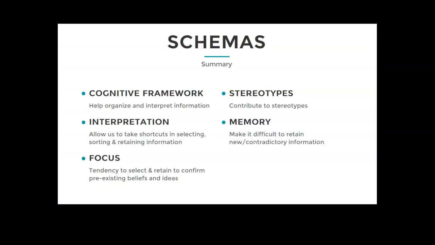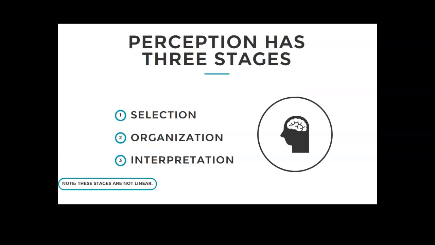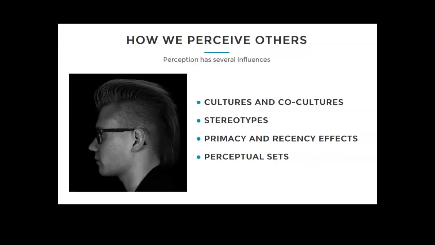So in summary, our schemas are going to be part of our cognitive framework. Our interpretation is helping us take shortcuts, and we tend to focus on different things. The problem here is that this can contribute to stereotypes or even make it difficult to retain new and contradictory information. The next step with this is I want you to think about the 3 stages of perception, and know that these aren't linear. That's going to be selection, organization, and interpretation.